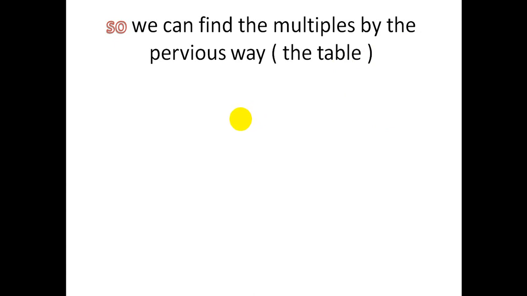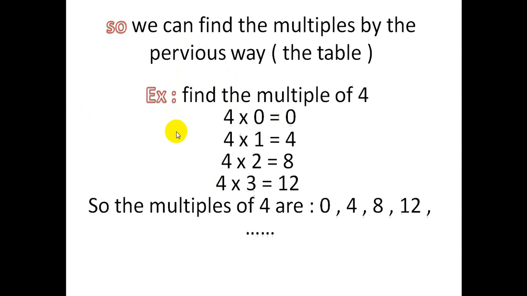Okay, can we find the multiples of 1, 2, 5, and 10 only by the table? Of course not. We can find all the multiples of any number by using the table. Like what? Here, he asked me: find the multiples of 4. Okay, we can make it like a table. We start from 0. 4 times 0 equals 0. So I get the first multiple here.